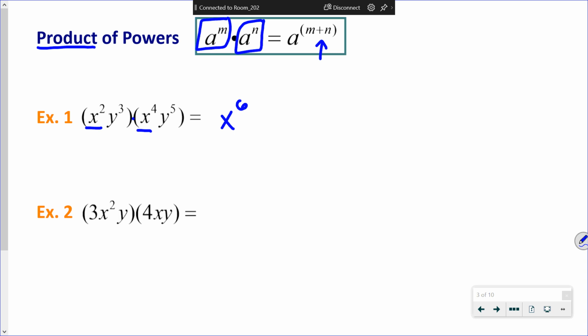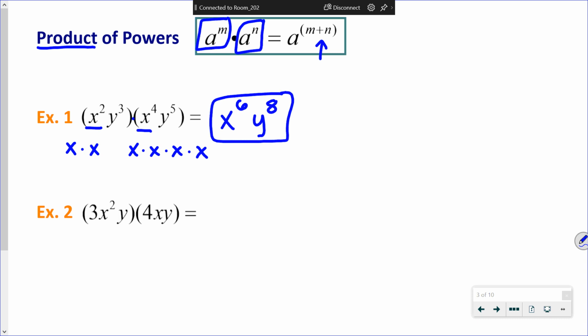The reason why that is, if you want to see it out one time, is that x squared actually means x times x, and x to the fourth means x times x times x times x. And if you look at how many x's are being multiplied together, the total of them is 6. So you're doing x to the sixth power, and that's why the simplified version of this is x to the sixth. Follow the same pattern for the y's, and you end up with y to the eighth power. Can't combine the x's and the y's, so we're going to leave them right next to each other like this, showing that they are multiplied, but I can't combine them.